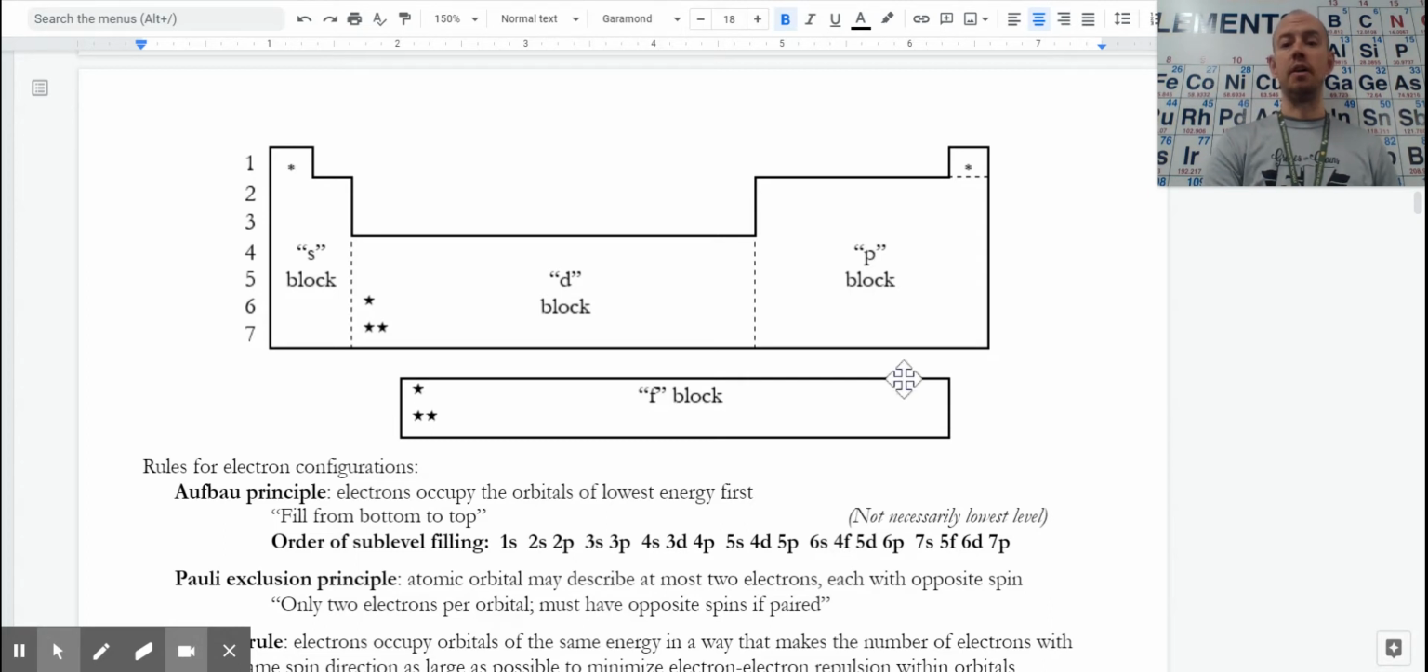Lead is right here. It's in row 6 in the p block. So that's our indication that we're going to fill all the way up until we get to level 6 to the p sublevel. And we can even connect that it is the second one in that section. If I shift slightly here, thallium is the first one, lead is the next, which is our indication that the last electrons to fill would be 6p2.